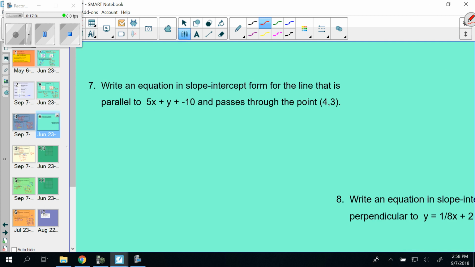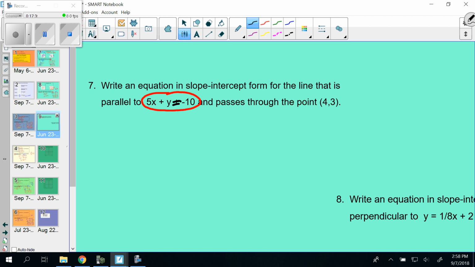Okay, here's another one that's talking about parallel. This one gives us a line that is a linear line, but not in the form that we usually see it. You've got 5x plus y equals -10. Well, how do we do that?